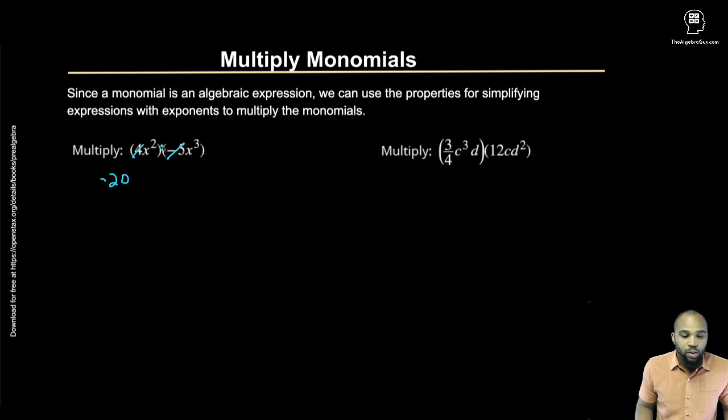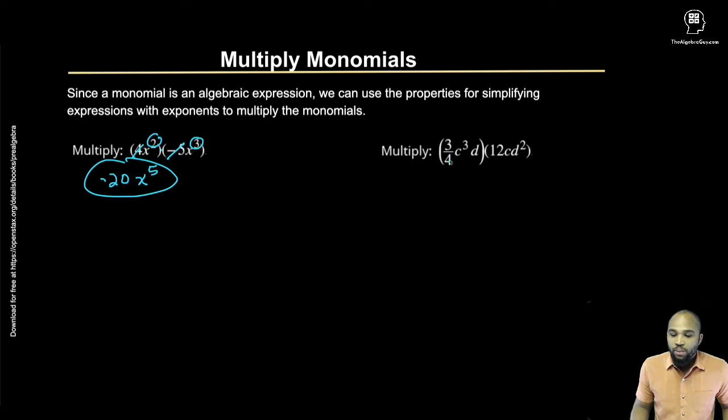All right, so x squared times x cubed, I can add the 2 and 3 to make that x to the 5th. See how much nicer that looks? Look at that compared to that. All right, so what about this one?